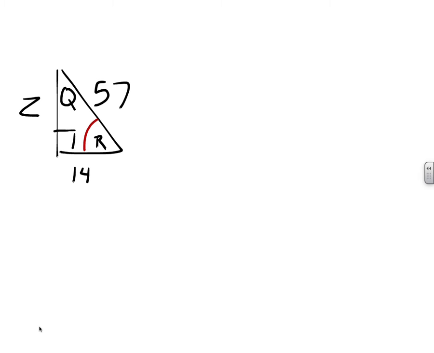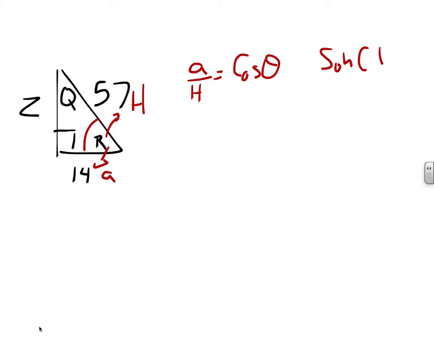Let's pick R. After picking R, we say, hey, compared to R, 14 is adjacent. It's right next to it. 57 is right next to it too, but it's the big side, so we call that the hypotenuse. So again, here we have A and we have H, and A over H is equal to cosine of the angle. Again, we have our magic word, so ka-toa, and A and H only appear in that middle section, ka. So the cosine of the angle is A over H.